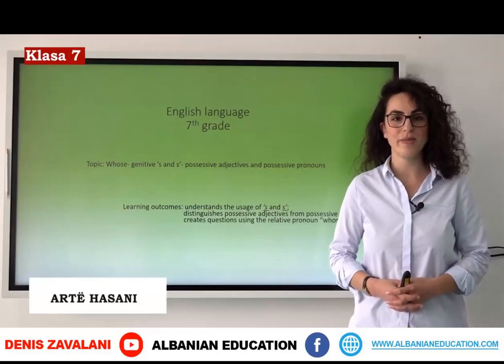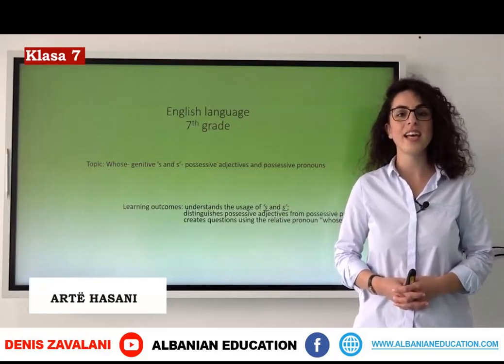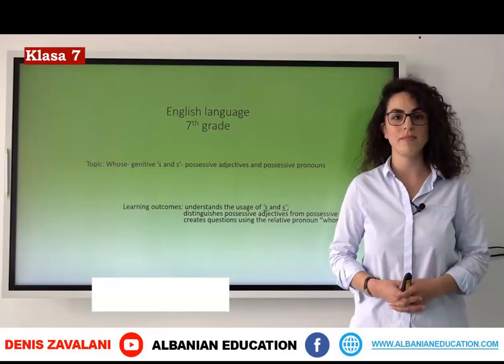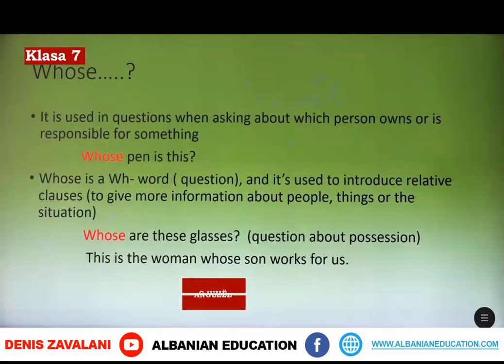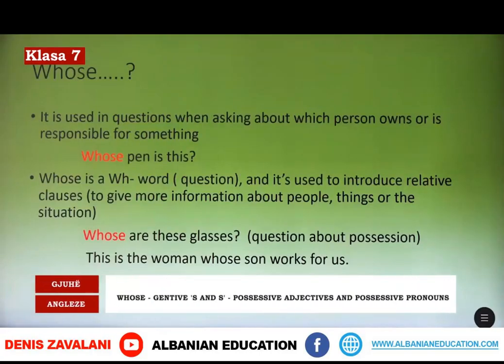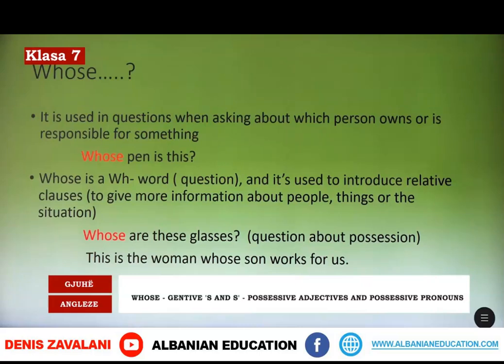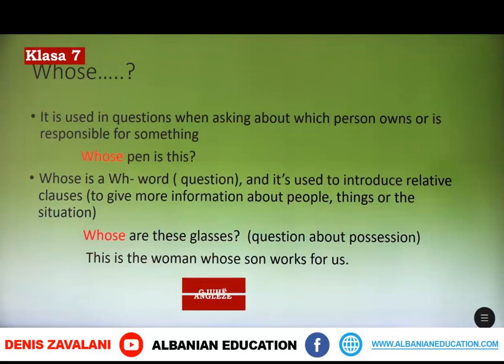Today we're going to talk about whose, genitive, and possessive pronouns and possessive adjectives. We'll start with whose. You remember when we talked about WH questions, we've mentioned the word whose. Whose is used in questions, as I said, when we ask about which person owns or is responsible for something. For example, whose pen is this?